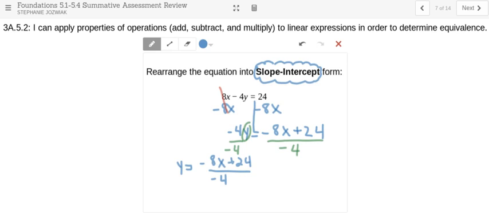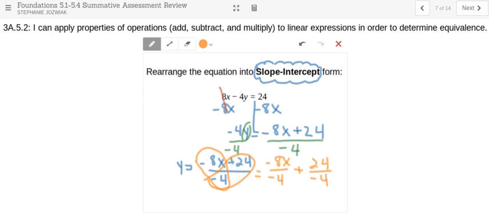And if we look, that looks a little funny. That's not quite the slope-intercept form that we know. So we need to actually simplify this. So we're going to simplify this fraction by dividing, which means we're going to have -8x over -4 plus 24 over, that was a really bad 4, sorry, over -4.